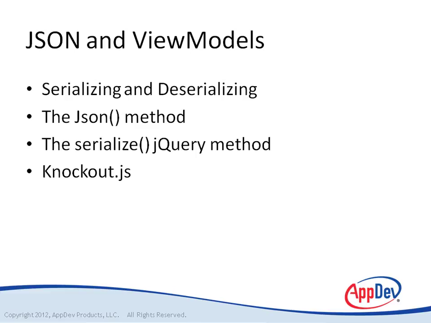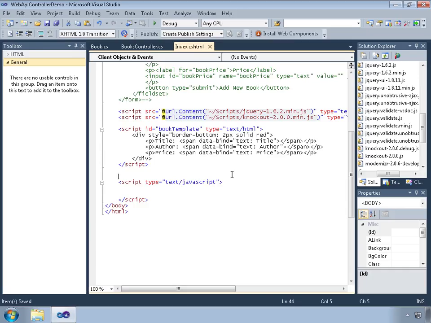Okay, so I want to show you how we can use JSON and view models in web applications and the kinds of things we need to do to make that happen. I'm also going to be using Knockout so you can see how handy a tool it is, but I'll also explain as we go where the differences might be if you're not using Knockout.